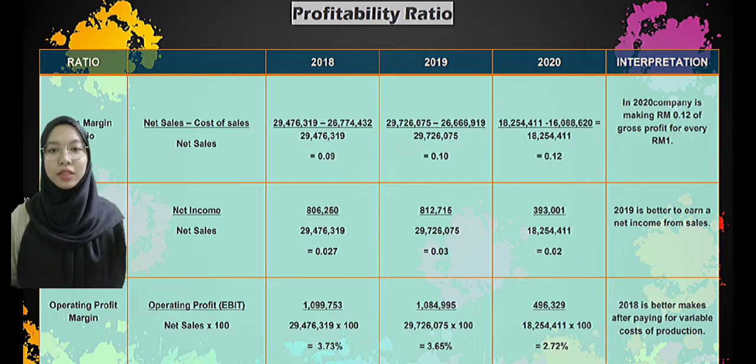The third is operating profit margin. The formula is operating profit divided by net sales times 100. For year 2018, the company gets 3.73%. Year 2019 is 3.65%. And for year 2020 is 2.72%. So the interpretation is that 2018 is the better mix after paying for variable cost of production.